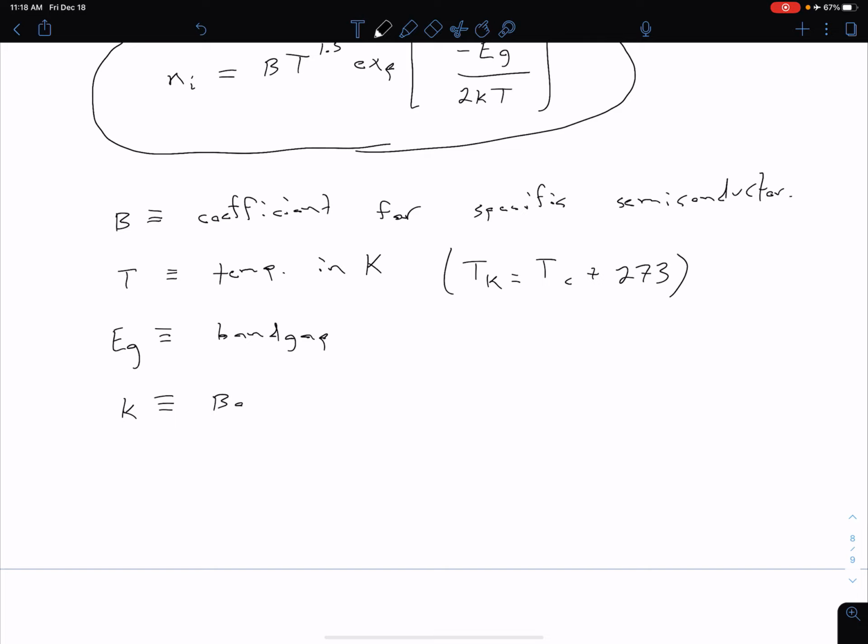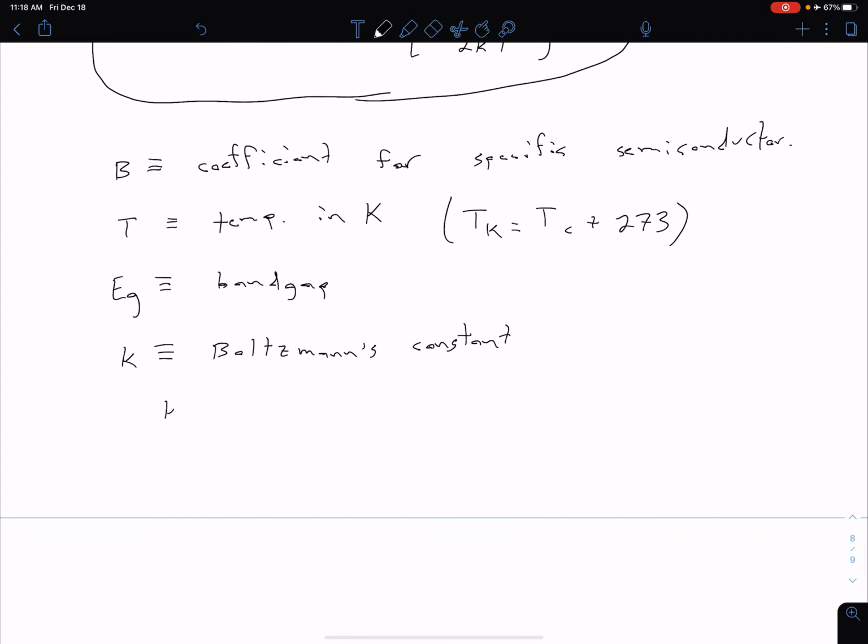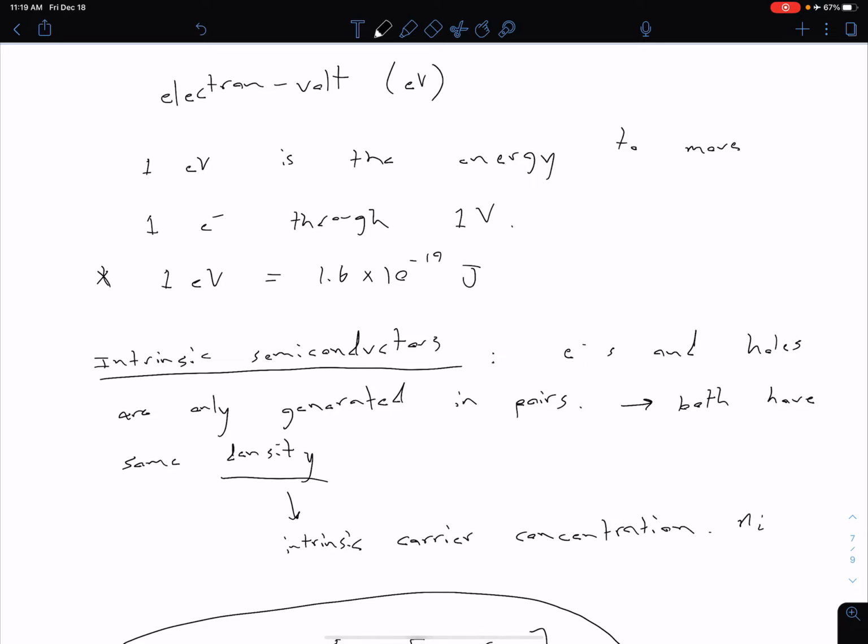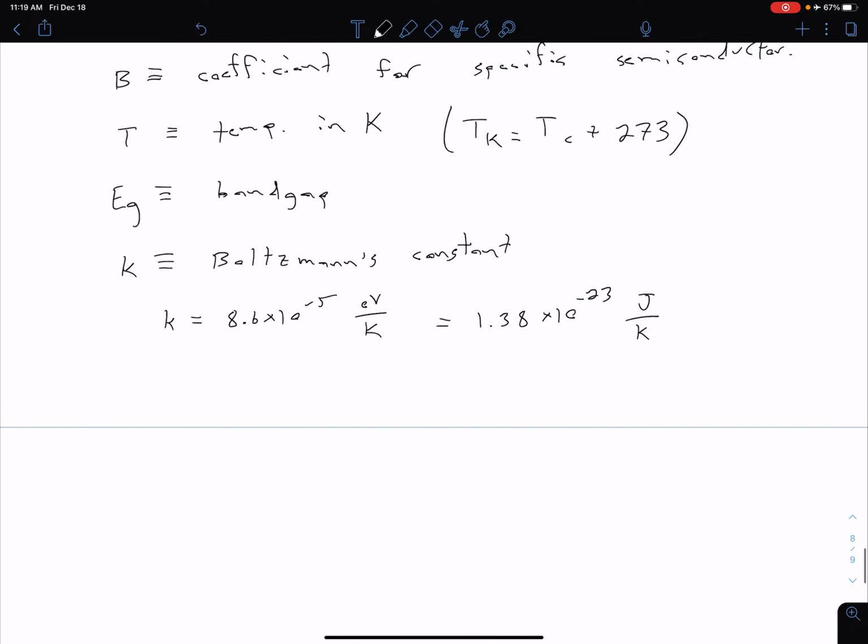k is our Boltzmann constant, and we'll give you some values here in a little bit, but depending on the situation, we have a couple different values that we can use for that. So we can say our k is equal to 8.6 times 10 to the minus 5th eV per Kelvin, or if we want to use different units, we can say it's equal to 1.38 times 10 to the minus 23rd joules per Kelvin. And that's just using this conversion factor up here for our eVs to joules.